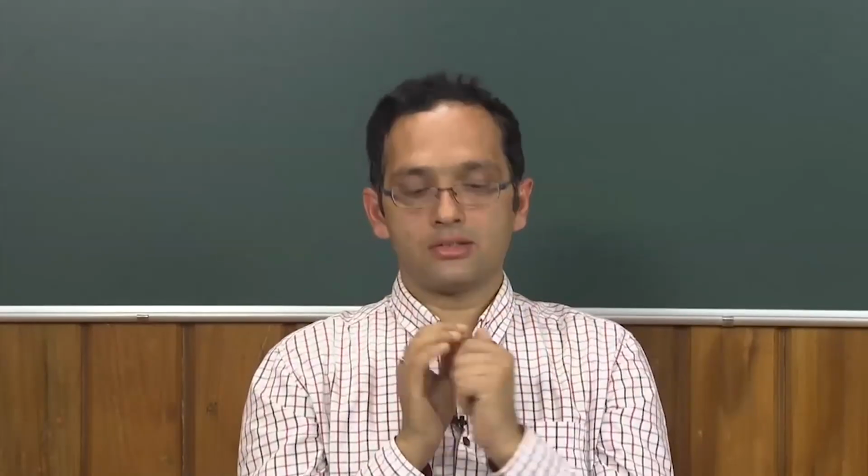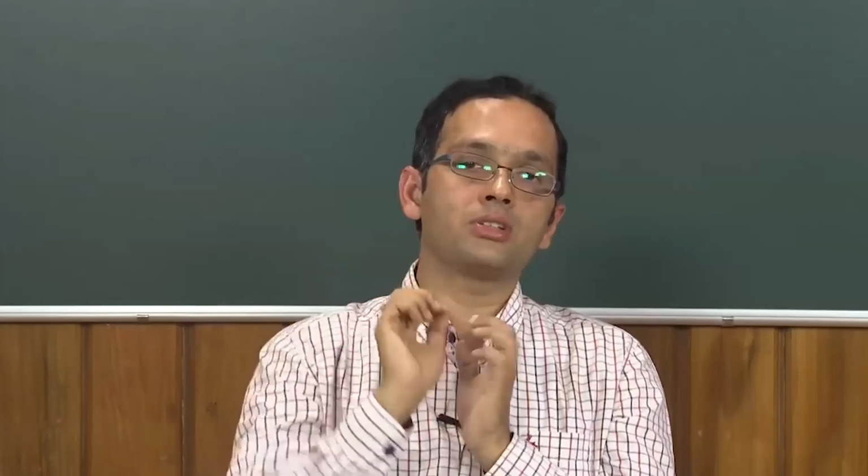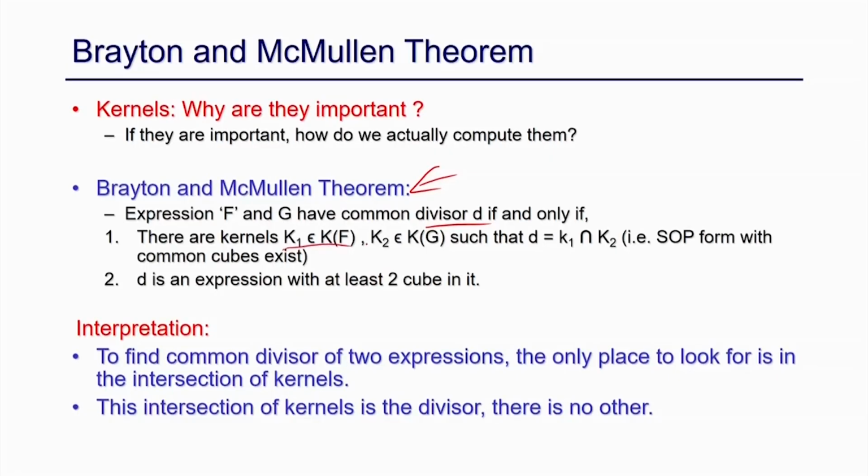That is important, because when you try to find the common subexpression between two functions, this theorem says that you should always look into the intersection of these kernels. It says that expressions f and g have a common divisor d if and only if there are kernels k_f, all the kernels of f, and k_g, all the kernels of g, such that d is in the intersection of k_1 and k_2, and d is an expression of at least 2 cubes, that is, at least 2 product terms.